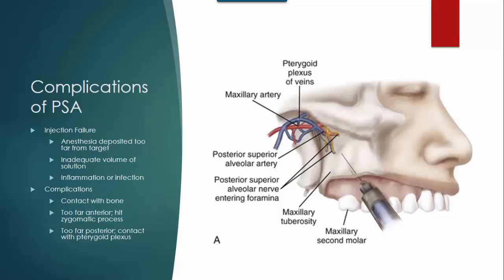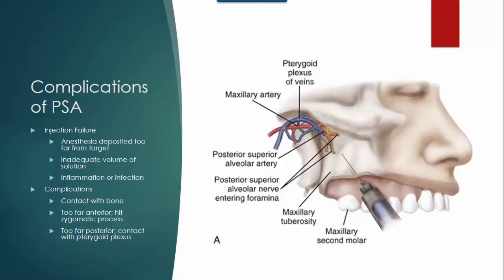Injection failures related to the PSA can be the anesthesia was deposited too far from the foramen. Oftentimes the syringe isn't angled backwards or inwards enough and the anesthesia doesn't make it to the foramen, or the needle isn't inserted far enough. Other reasons could be that too little solution was deposited, or if there's any inflammation or an infection in the area, the anesthetic won't work as efficiently. Inflammation or infections can change the pH of the surrounding tissue. This can have a significant effect on how well the anesthesia works.